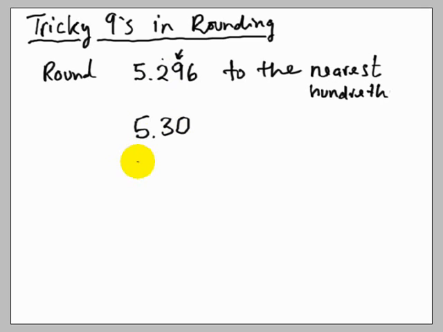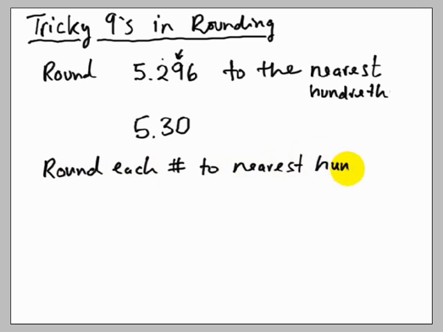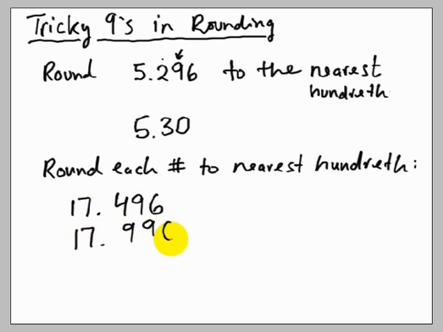Now, let's just try a couple more examples, and that'll make it more clear. So let's round each number here. I'm going to write them down in a second. To the nearest hundredth. The first one is going to be 17.496, 17.996, and 19.997, say.